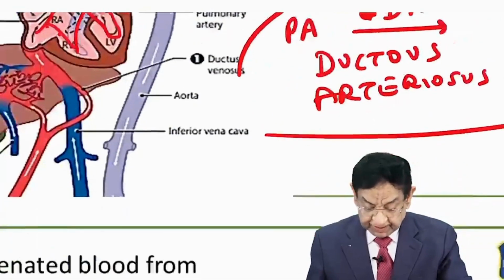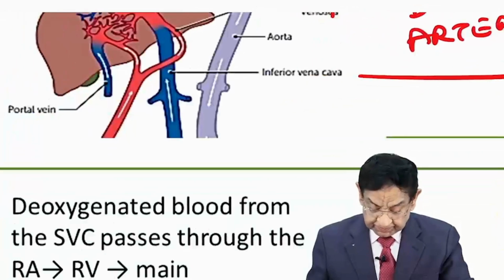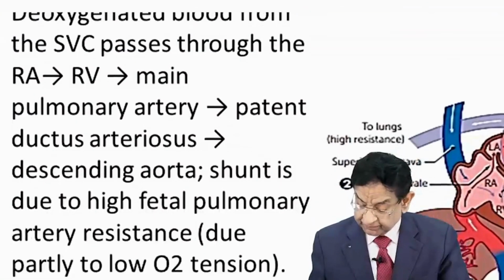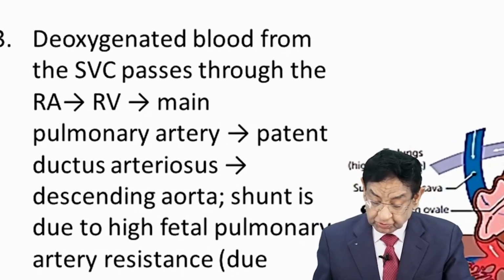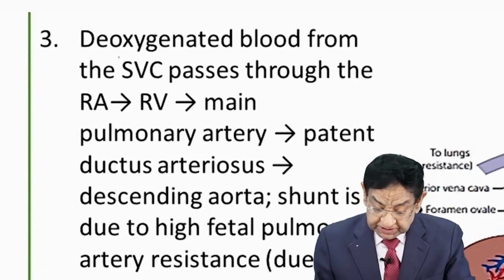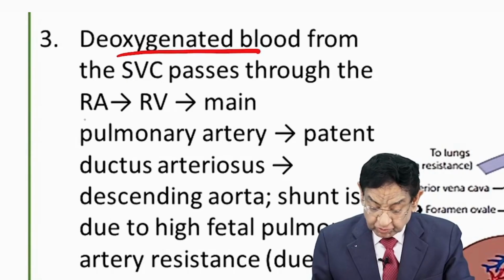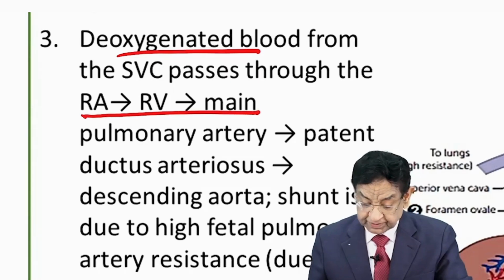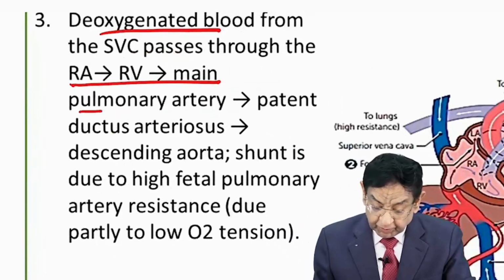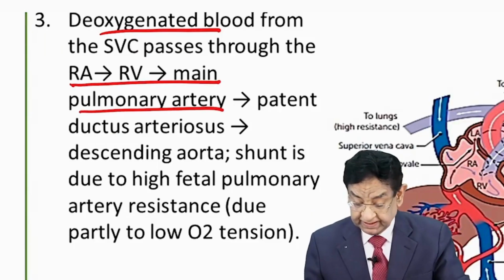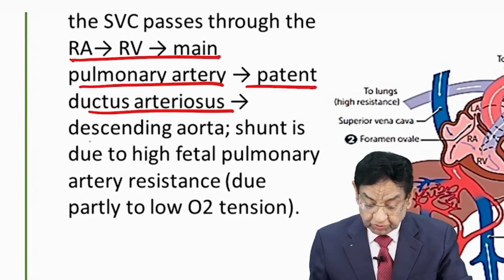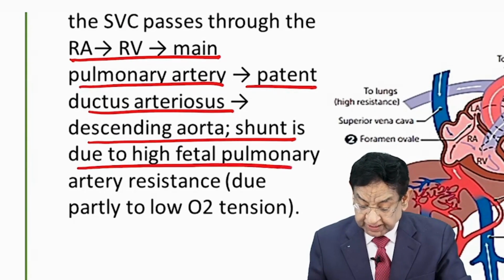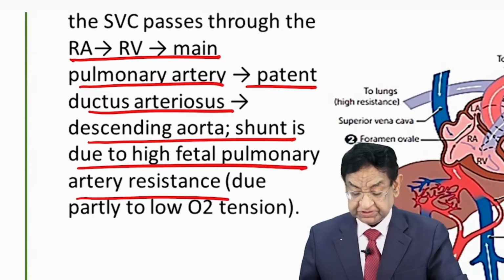Well, with this background, we talk about, again, a lovely diagram for your better understanding. Okay, so deoxygenated blood goes from the right atrium to the right ventricle, then the main pulmonary artery, and it enters the patent ductus arteriosus. This goes to the descending aorta; the shunt is due to high fetal pulmonary artery resistance.